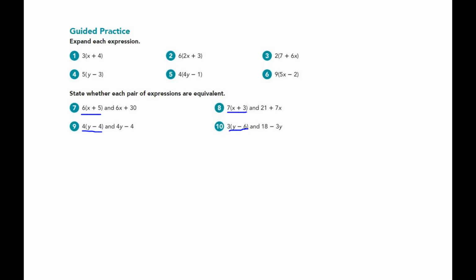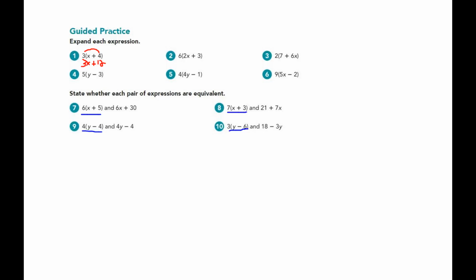For number 1, it says expand each expression. It's 3 groups of x plus 4. So it's 3 times x, which would be 3x. And we're going to keep the plus sign. And 3 times 4 is 12.